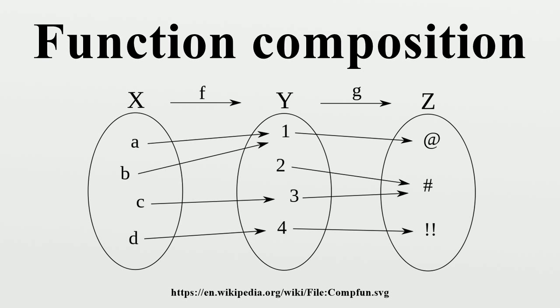For example, the composition g∘f of the functions f(x) = 9 − x² and g: [0, +∞) → R, defined by g(x) = √x, can be defined on the interval [−3, +3].